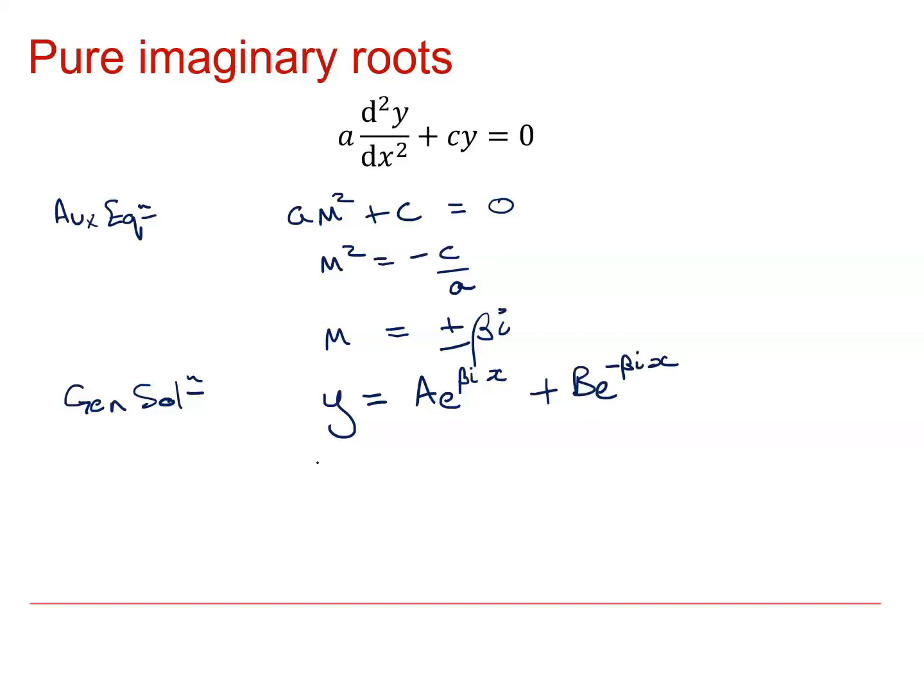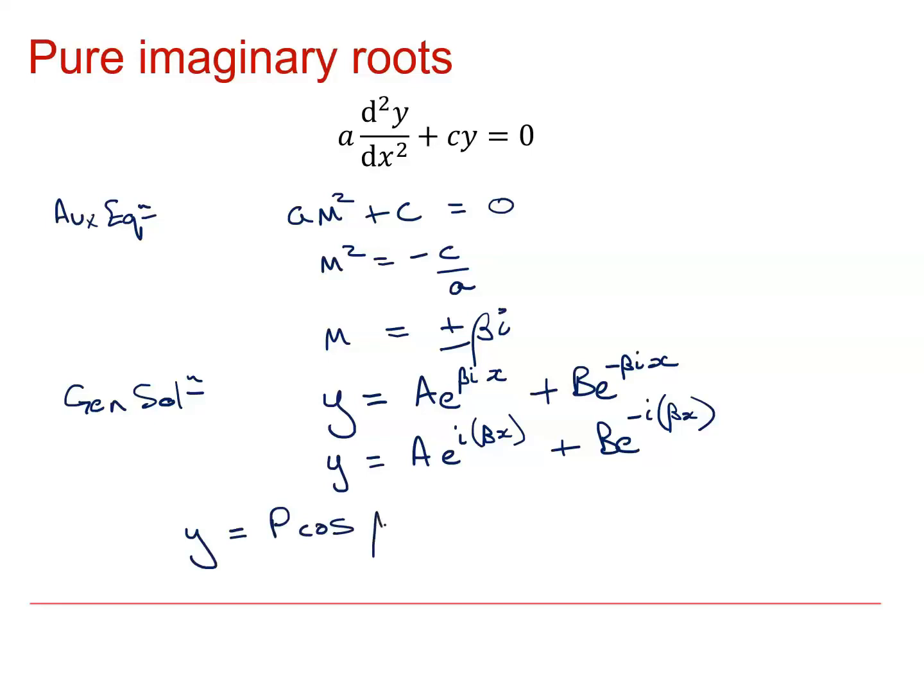And if I just rewrite this slightly, I'm going to get y is equal to a e to the i beta x plus b e to the minus i beta x. And now these things look like complex numbers with an argument of beta x. And we can show that this is actually equivalent to y is equal to p cos beta x plus q sine beta x.